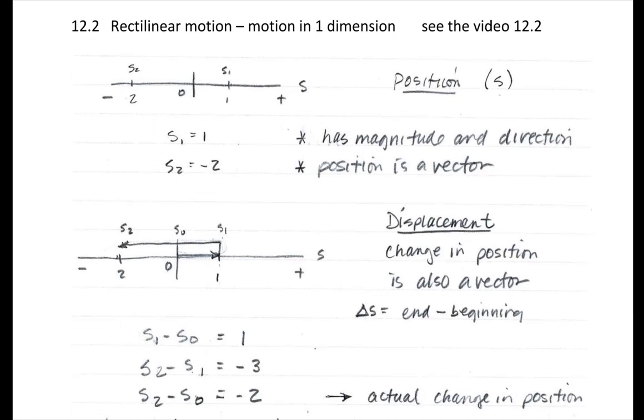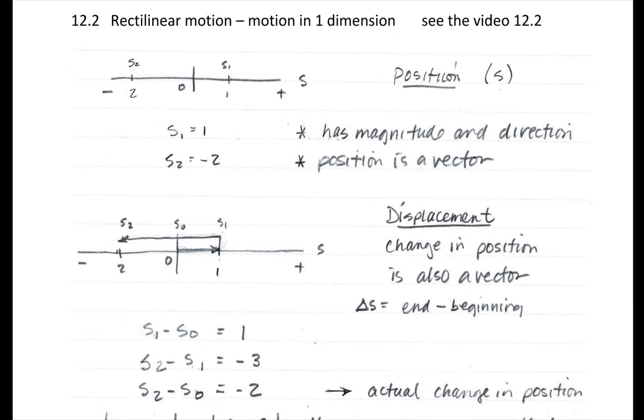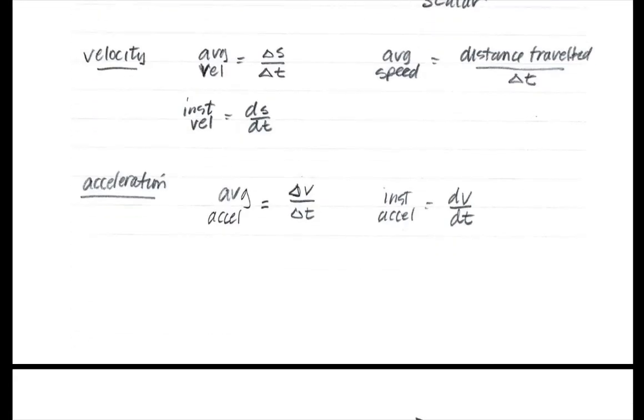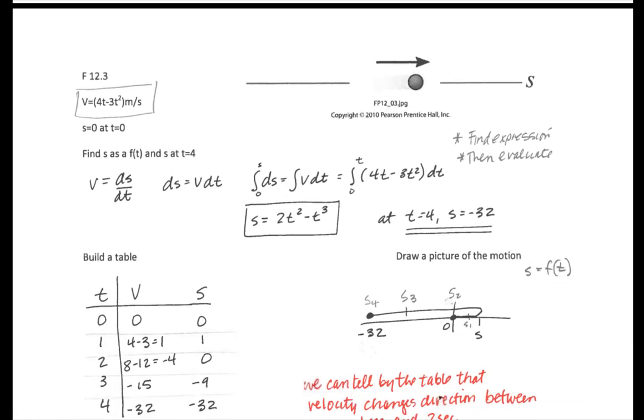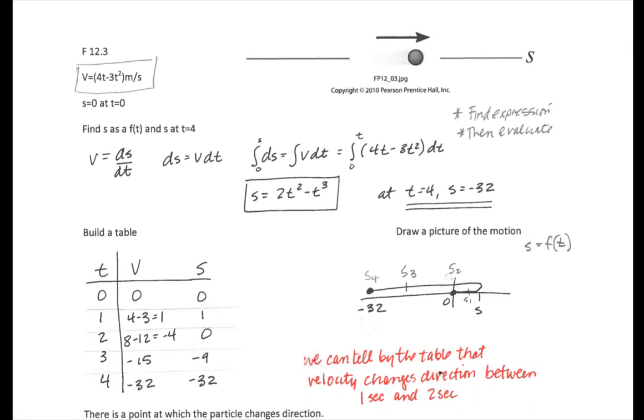The next thing we're going to talk about is rectilinear motion, which means motion in one dimension. This is also explained pretty well in video 12.2, so I'm not even going to go through that with you. I just want to refer you to the video, and most of these notes are pretty close to the same.